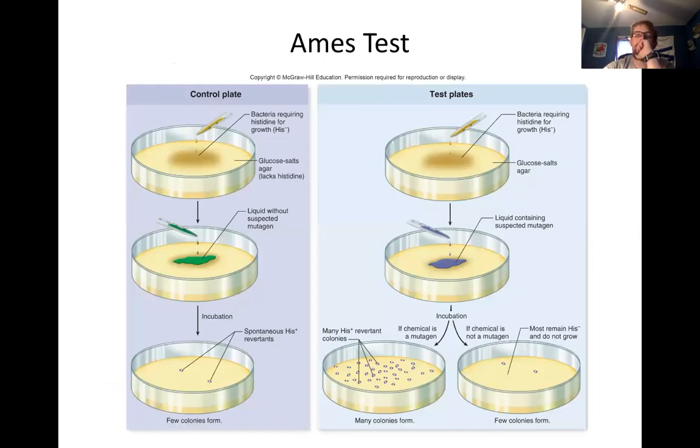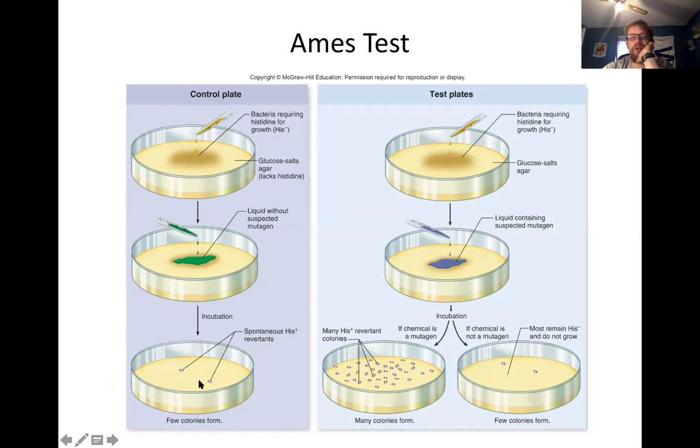So this is the Ames test. Please note, this is important. You have to have a control plate and a test plate. So what you do in your control plate, again, remember this is that minimal media, you add your bacteria that can't grow at all. You add them to your plate. You add a control liquid that does not contain your mutagen, and then you incubate.